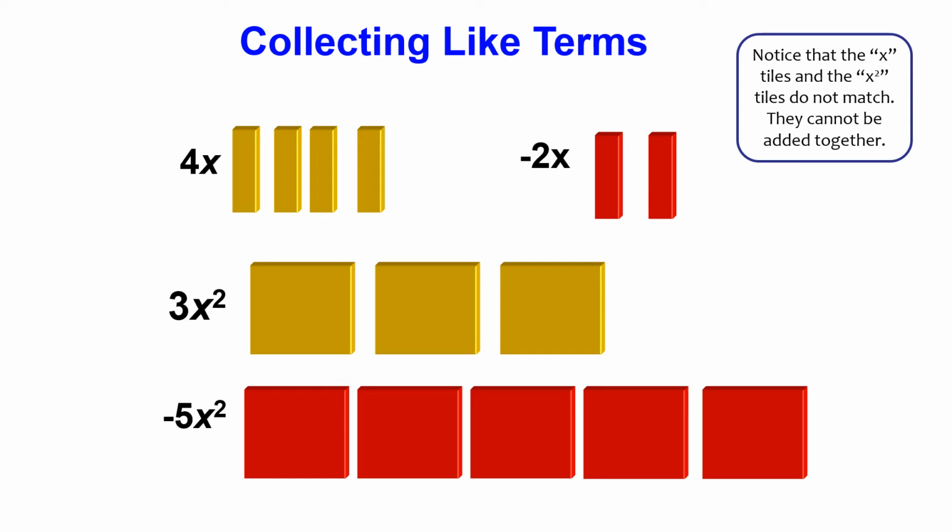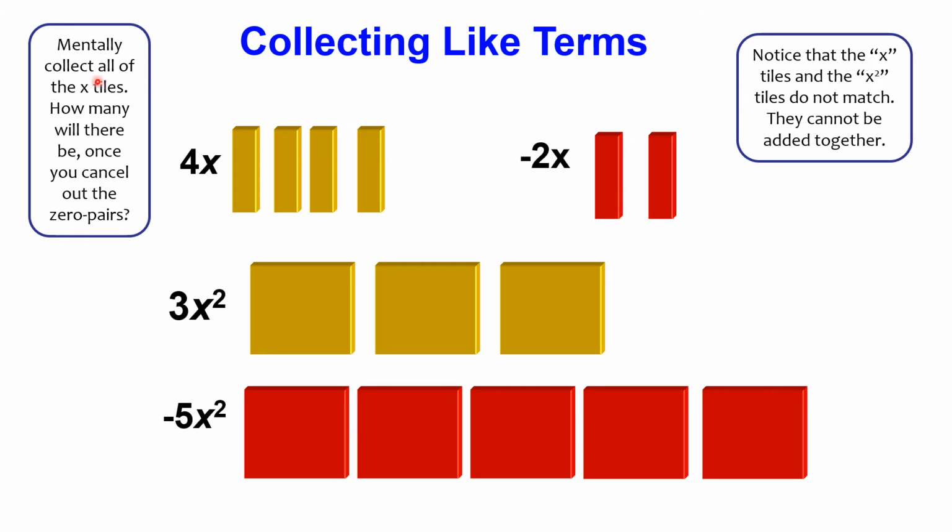So notice that the x tiles and the x squared tiles do not match. They're not the same. This shape here and this shape here are not the same. I can't add these two pieces together. They cannot be added together. Even if I took a red one with it, it doesn't matter what the color, it's the shape I'm looking at here. These shapes are not the same. They can't be added. These shapes are the same.